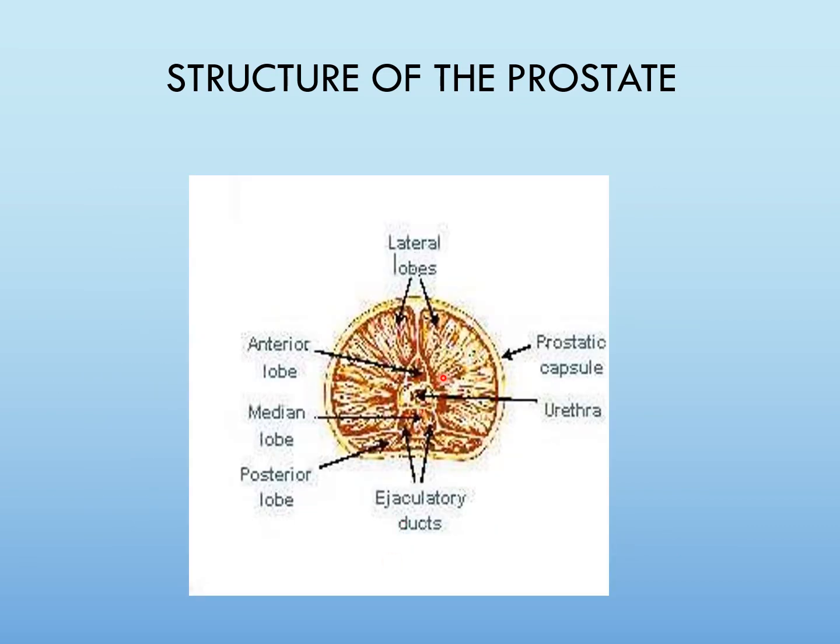Once again about the lobes: two lateral lobes, anterior lobe, median lobe and a posterior lobe. This is the prostatic capsule. Below there is the sheath of the prostate.